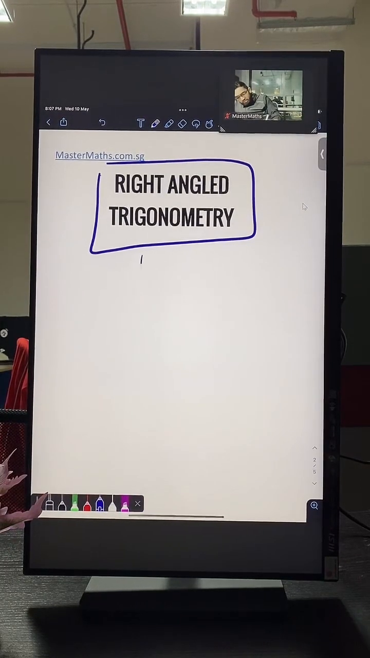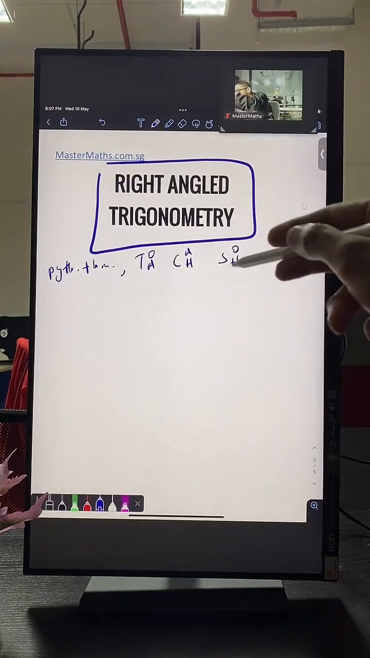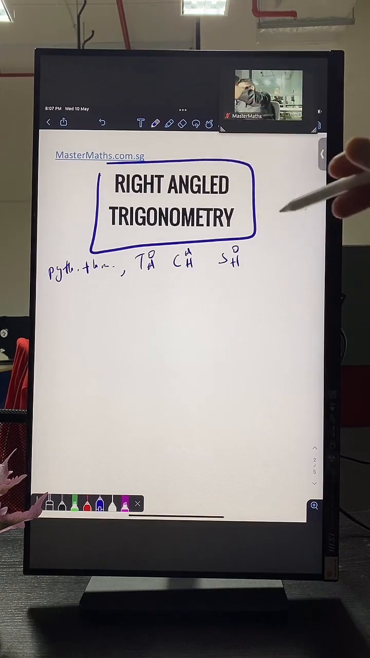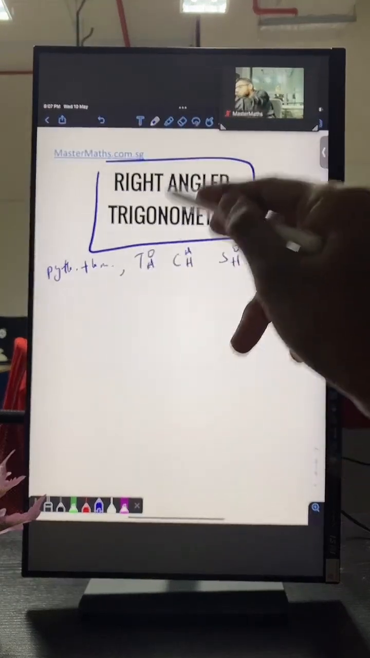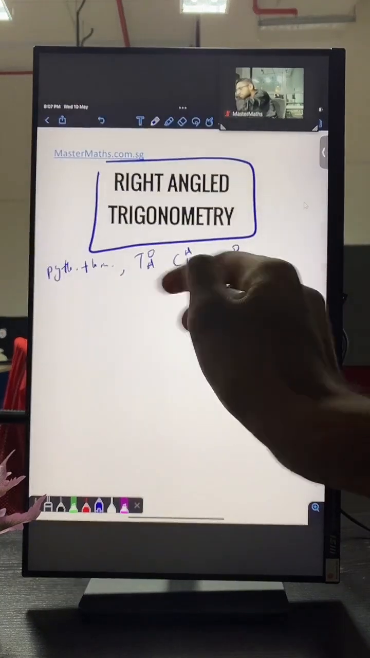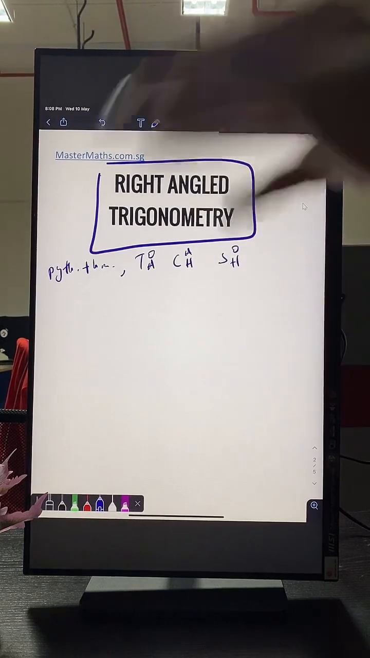Okay, guys. First thing, TOA CAH SOH. Alright? And Pythagoras Theorem. Short form, okay? Now, friends, these two things can only be used for a right-angled triangle. Again, I repeat, this whole thing can be used only for right-angled triangle. If you have a non-right-angled triangle, do not use Pythagoras Theorem or TOA CAH SOH. If you have a non-right-angled triangle, you will use sine rule, you will use cosine rule.